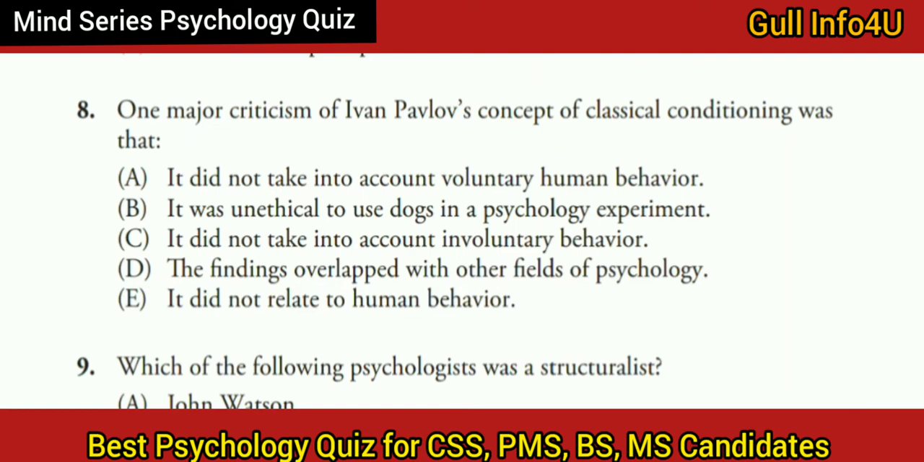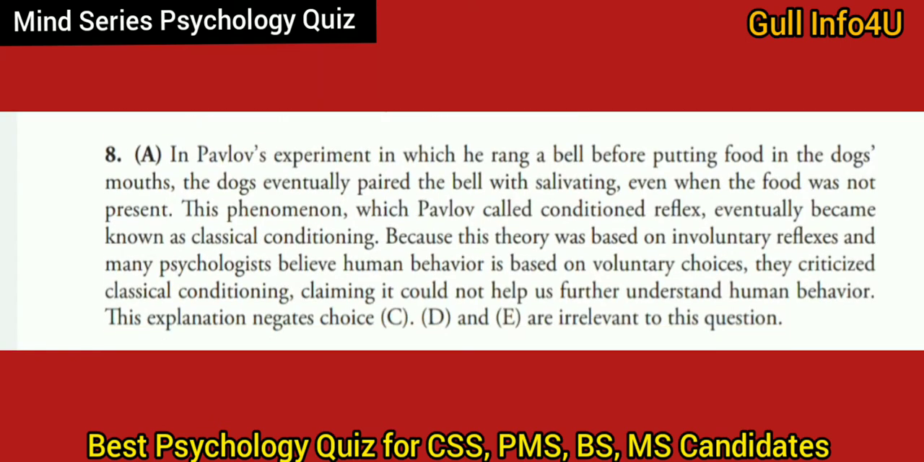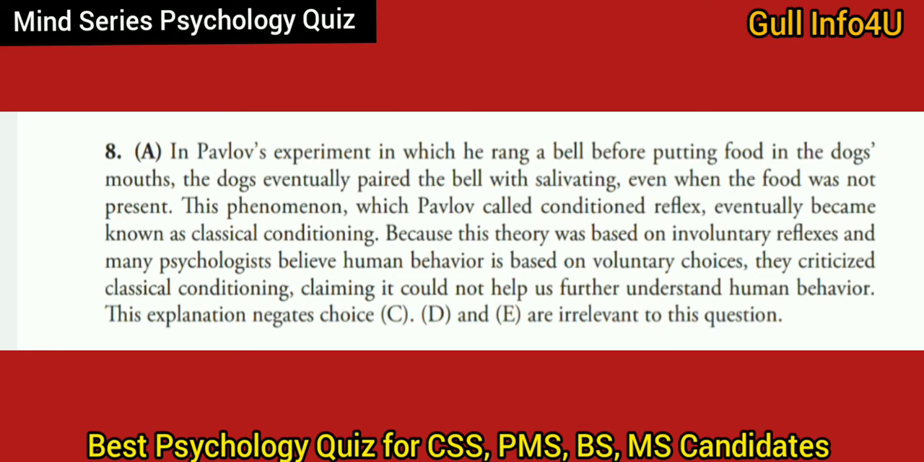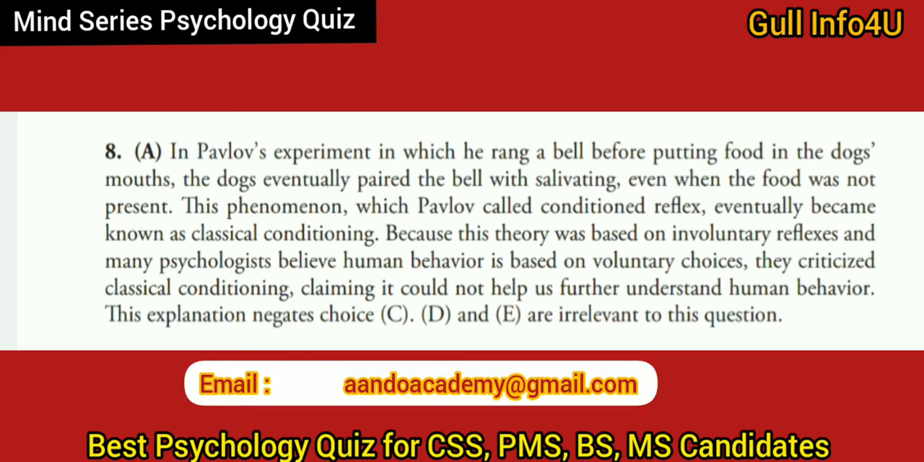And the true answer is option A. In Pavlov's experiment, in which he rang a bell before putting food in the dog's mouth, the dog eventually paired the bell with salivating, even when the food was not present. This phenomenon, which Pavlov called conditioned reflex, eventually became known as classical conditioning, because this theory was based on involuntary reflexes, and many psychologists believe human behavior is based on voluntary choices.